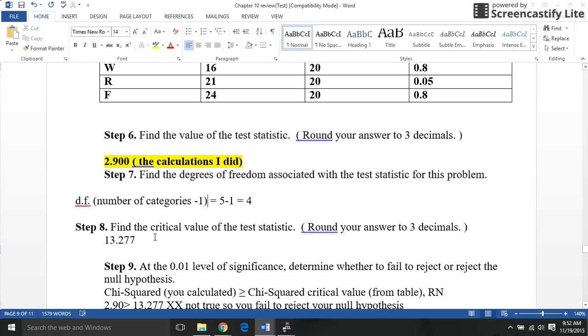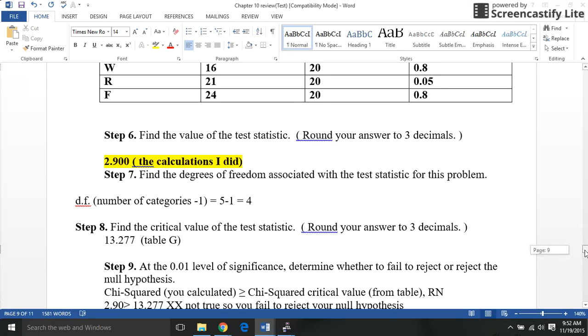All right, so now we have to find the critical value. This is in table G in your book or online. So if I go look in table G, I see that, remember, what was my level of significance? 0.01. I go over to that, and then I go down to number 4. And I find that my value is 13.277. So that's my critical value of the test statistic.